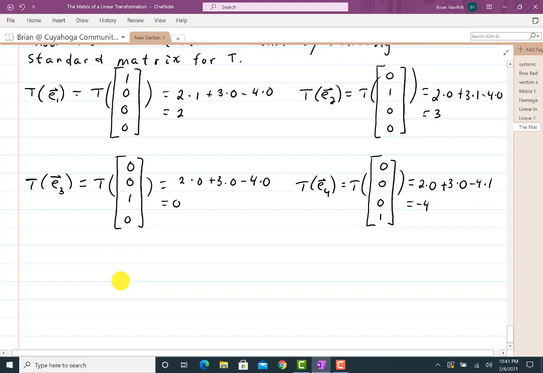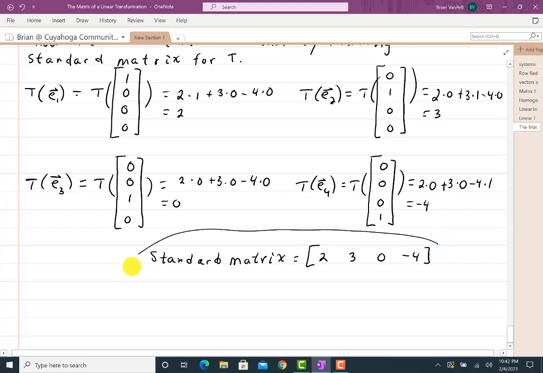And so this may seem a bit strange, but my standard matrix is just this. If you want to think of it this way, each of these answers are vectors, but they only have one entry. So my matrix is going to look kind of funny. I'll have a 2 for my first column, a 3 for my second column, a 0 for my third column, and a -4 for my fourth column. Very strange looking matrix, but a matrix it is.